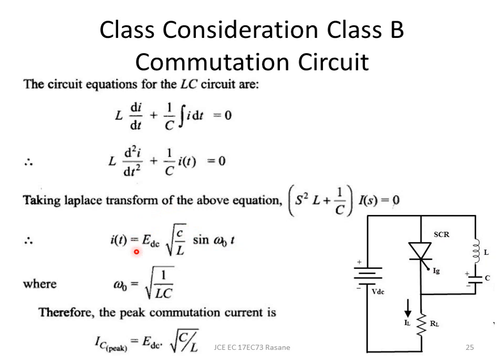So this part of the sine is always the peak part or maximum value of the sine wave. And omega is the resonant frequency which is given by root of 1 by LC. Hence the peak commutating current, peak value of the current, because I of t is I peak into sine omega t. So I peak commutating current is this value, which is EDC into root of C by L. So this is a simple derivation.